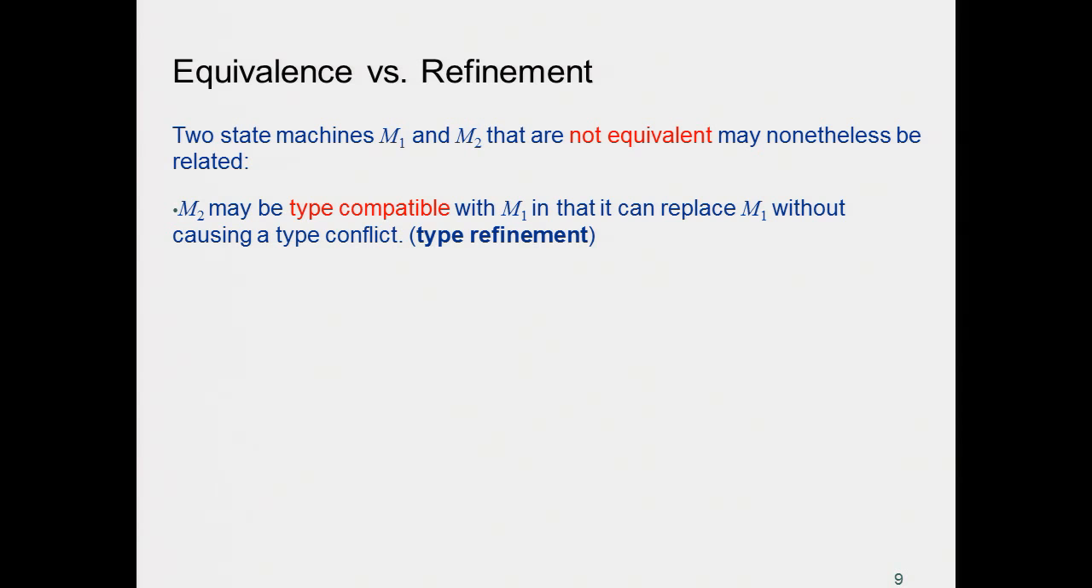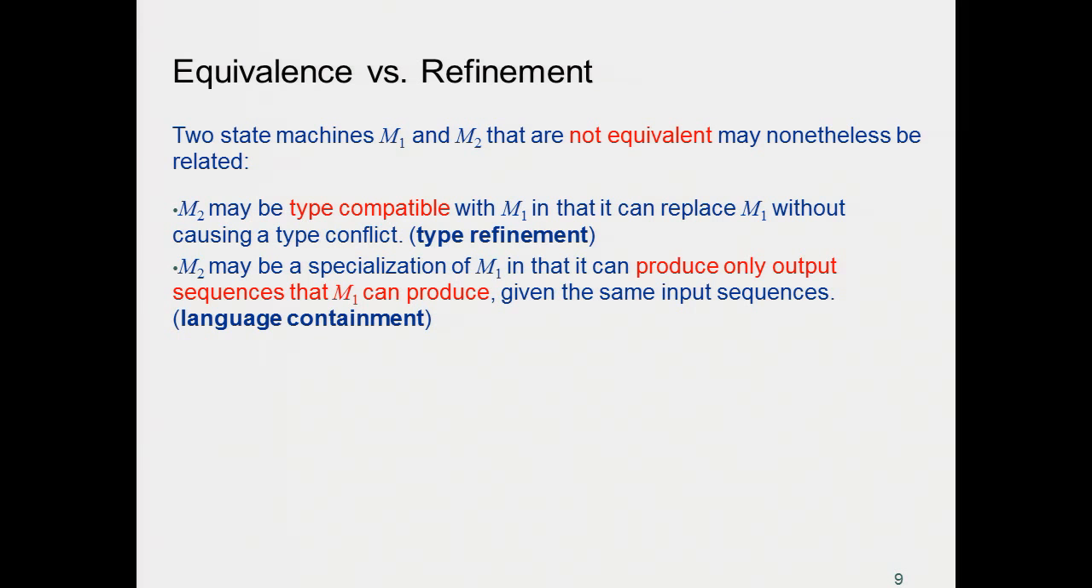So I'm type refined. M2 may be a specialization of M1 in that it can produce only output sequences that M1 can produce, but not vice versa. As we said before, right? So the specification was saying go from here to there, but I'm taking a particular stride, so whatever I do is contained in the specification, but that specification does more.